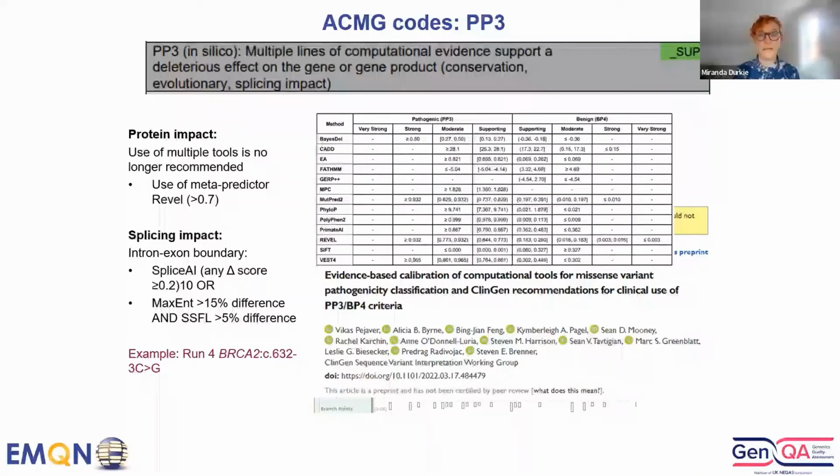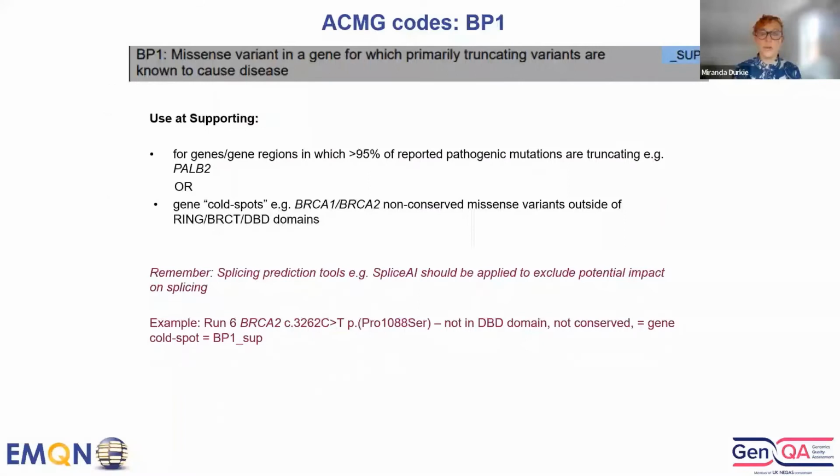Another code that can cause problems, and we've already received some questions about, is BP1. This is a missense variant in a gene for which primarily truncating variants are known to cause disease. There are 2 good uses of this. First, for genes where the vast majority of reported pathogenic mutations are truncating. A good example is PALB2. The other usage is for gene cold spots.